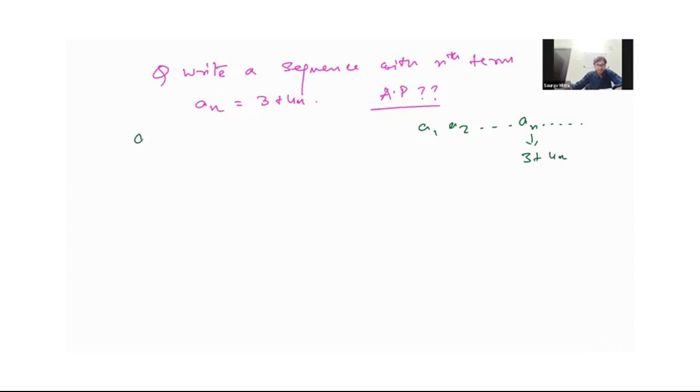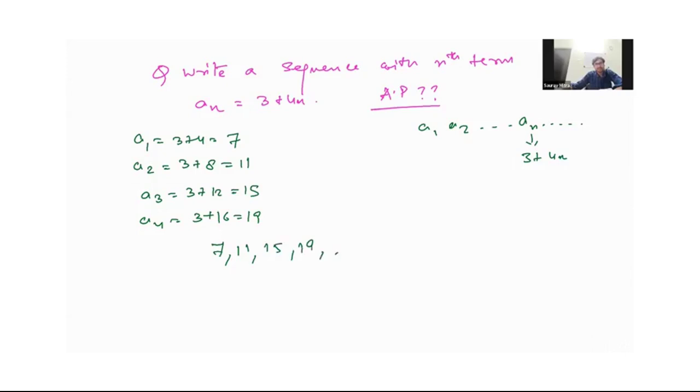Now you have to find your A1. A1 means 3 plus 4, it will be your 7. A2 means 3 plus 4 times 2, 8, it is your 11. A3 is your 3 plus 4 times 3, 12, it is your 15. A4 is equal to 3 plus 16 is equal to 19, like this. So now your sequence will look like 7, 11, 15, 19 and so on.